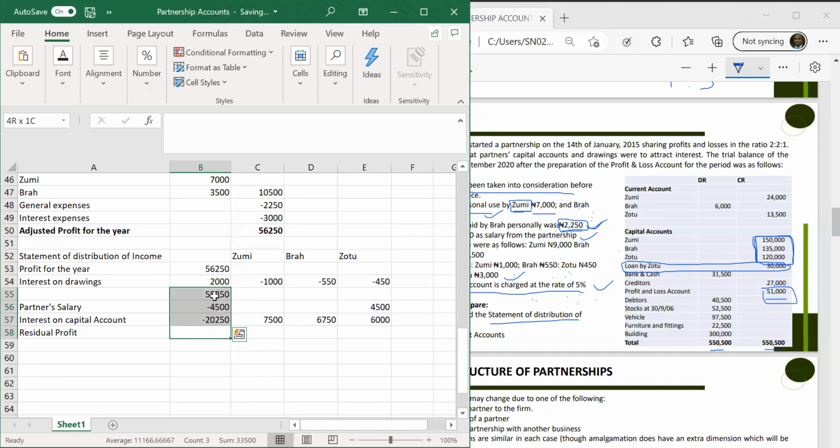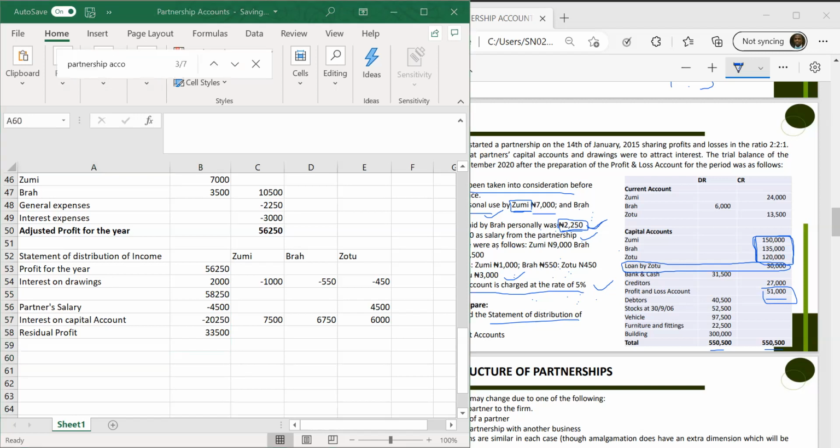So what is our residual profit now? 33,500. This is now what we are going to share. Do you agree up to this space so that I can continue? Yes, sir. Okay, thank you.